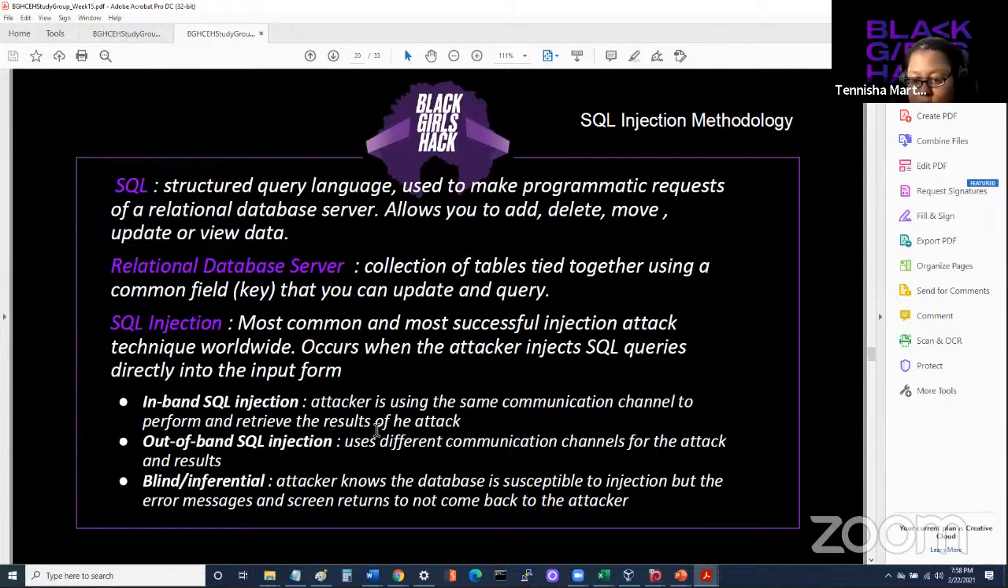The most common and most successful injection attacks are SQL injection. This is when an attacker injects SQL queries directly into an input form, such as a username field. Instead of putting in a username, the one we commonly see is the semicolon and then 1 = 1, which basically says, hey, just give me everything, and it'll dump the database. You should know what a SQL injection looks like.